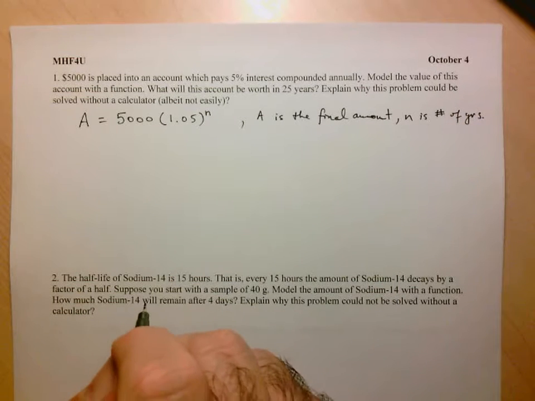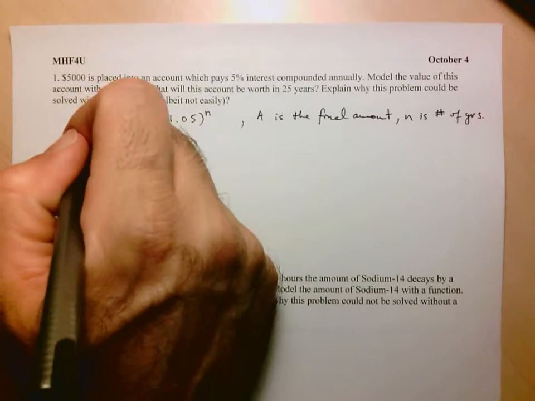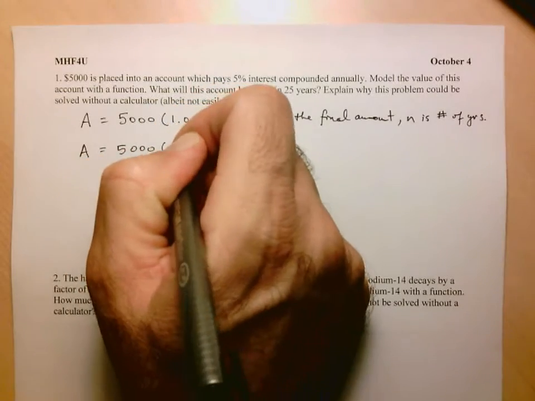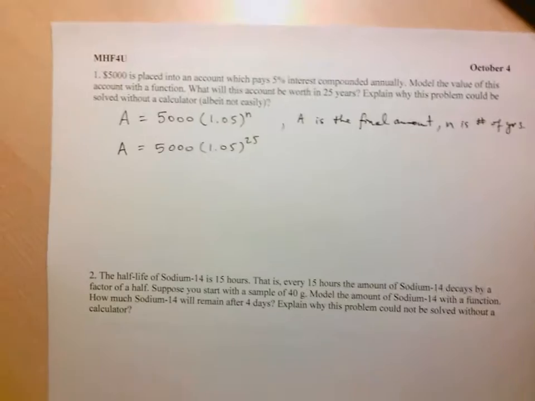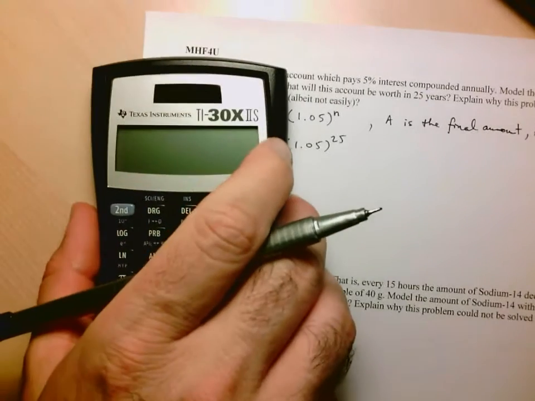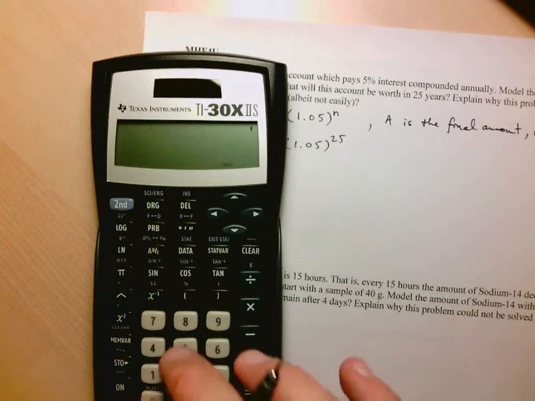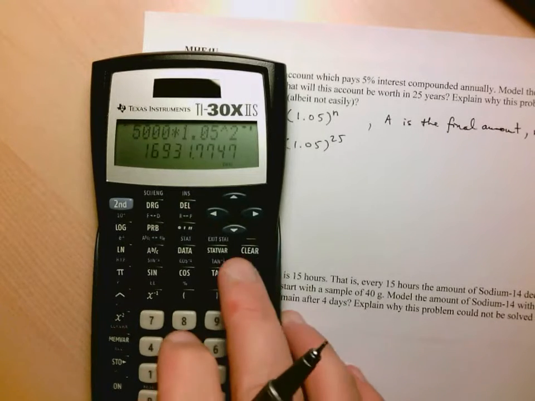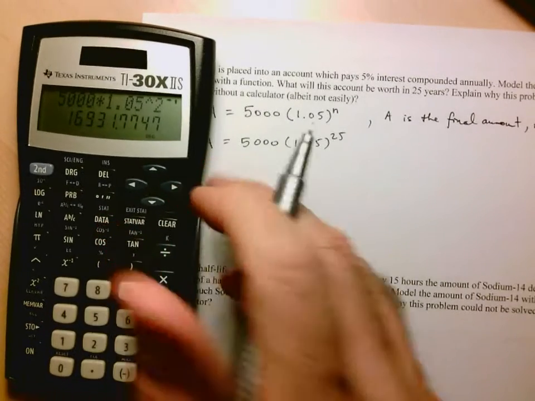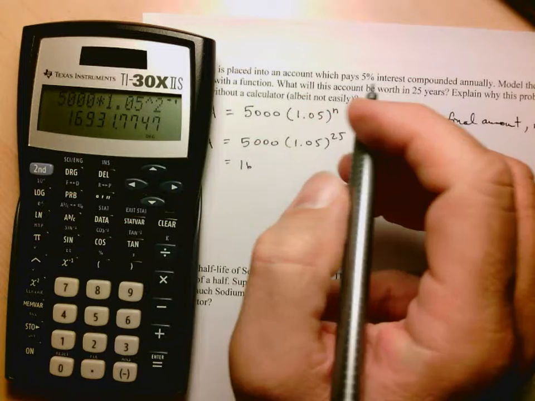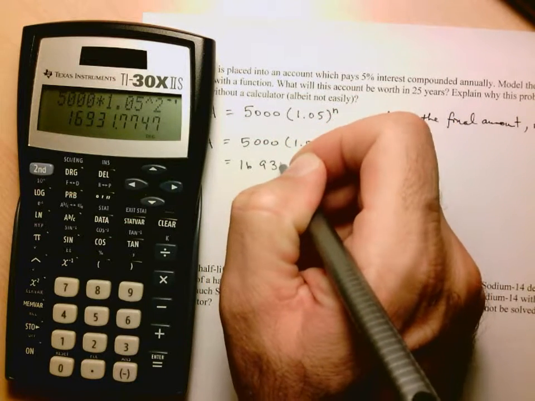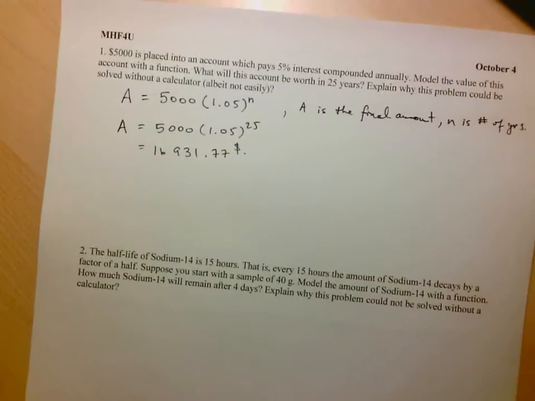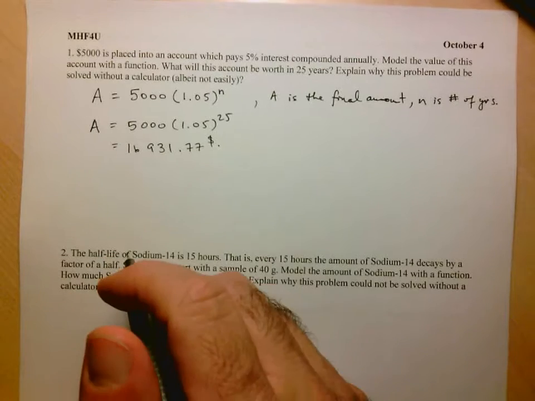Now in the next one it says how much is it going to be worth in 25 years. So no issue there. We just input, in this case here, 25 for n, and we calculate that, and we've got 5,000 times 1.05 exponent 25. And here we're going to estimate that as $16,931.77.